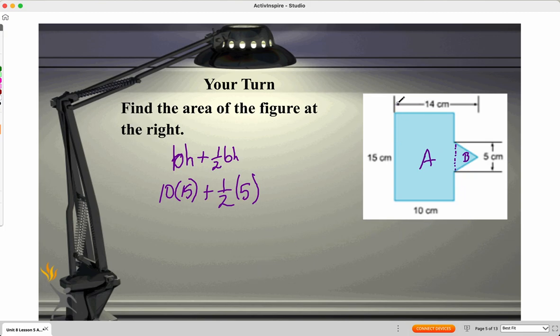So again, we look up here at this picture, this is 14. From here to here is 10, so what's the additional section? If that's 10, 10 plus what is 14? That must be 4, so my height is 4.